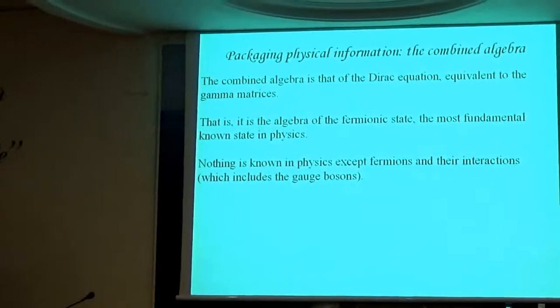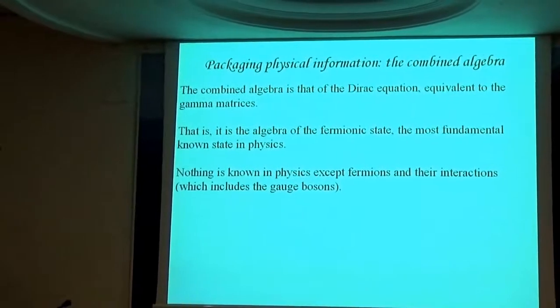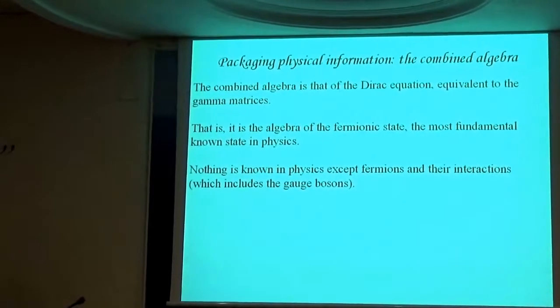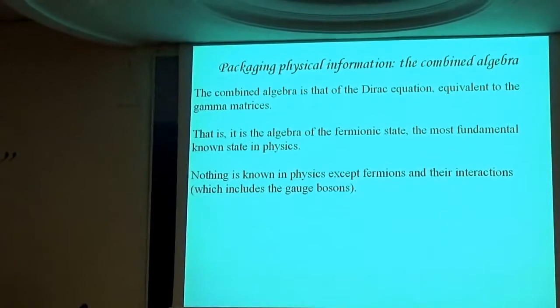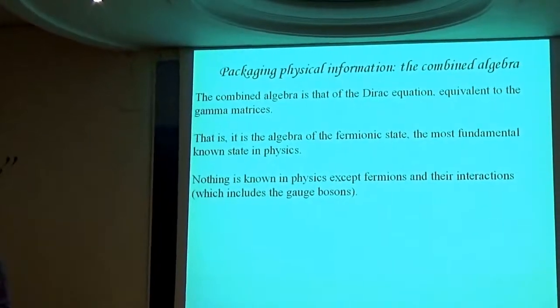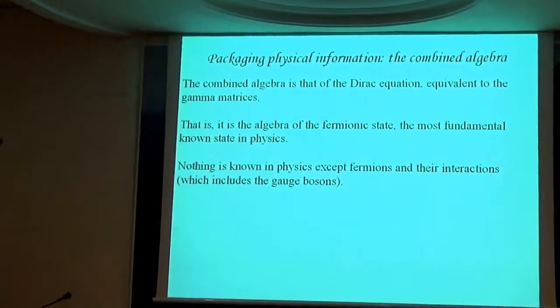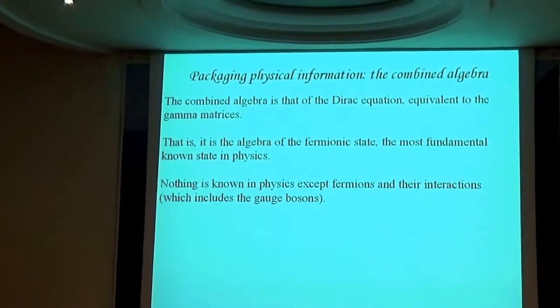This is, as I mentioned, the combined algebra, equivalent to the gamma matrices of the Dirac equation. The algebra of the fermionic state. We don't know anything in physics other than fermions and their interactions. Bosons are simply products of fermion interactions. Everything comes from that.